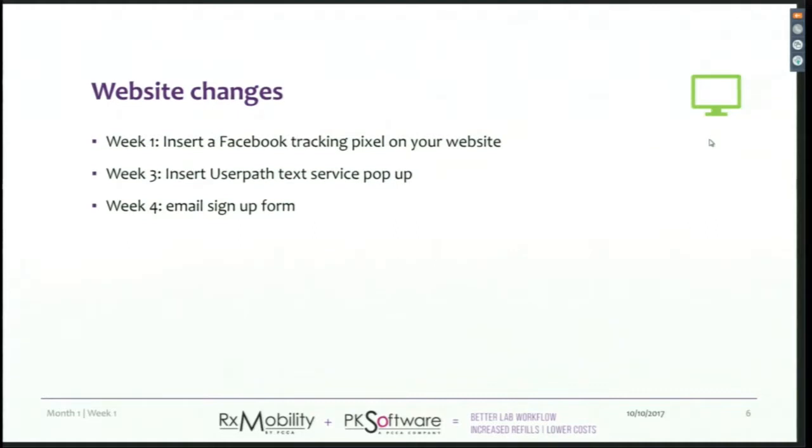And just to summarize the type of changes that need to take place for this full 90-day plan, so you can consolidate it and give it to your developer in one go. Week 1, insert a Facebook tracking pixel on your website. Week 3, insert a user pass text service pop-up. I'll talk about that in a minute. And week 4, an email sign-up form.